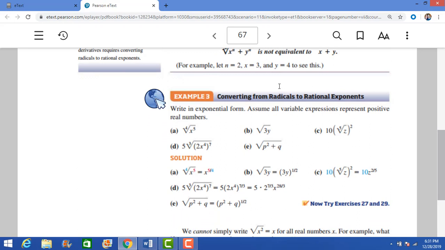Let's look at these examples. Converting from radicals to rational exponents. So now here, we're going to go the other direction. We're going to write this as x to the 5/4 power. Okay? This would be the square root of 3y, so it would be 3y to the 1/2, or it would be just the quantity 3y to the 1/2 power.